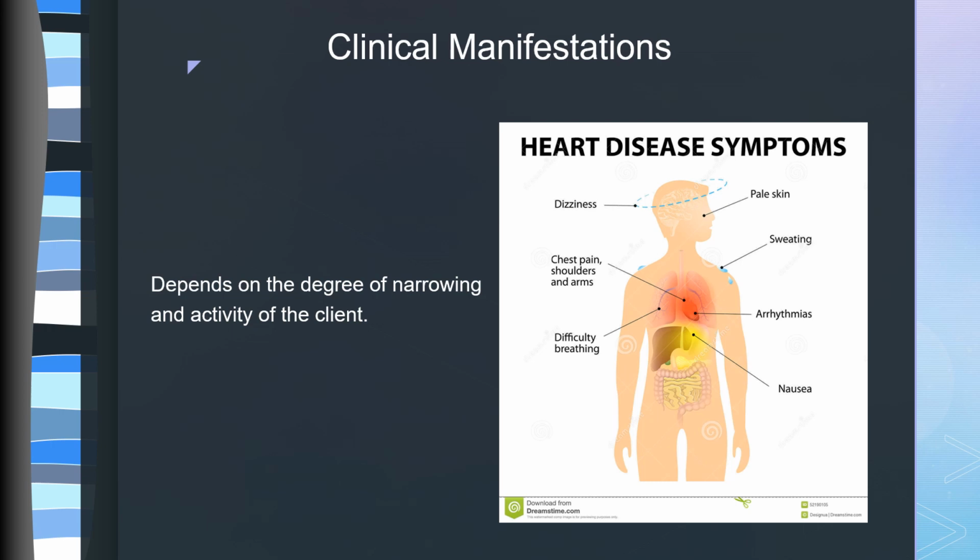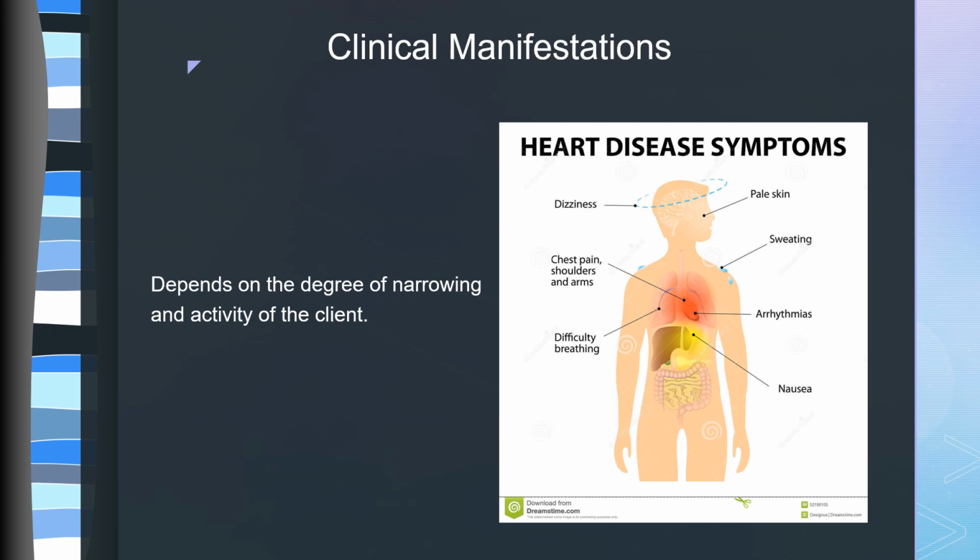So clinical manifestations of coronary artery disease really depend on the degree of narrowing of those vessels and activity of the client, but also the location of the narrowing or obstruction of blood flow. But coronary artery disease is also known as the silent killer, so your patient could end up not having any symptoms or really subtle symptoms until really it's too late.